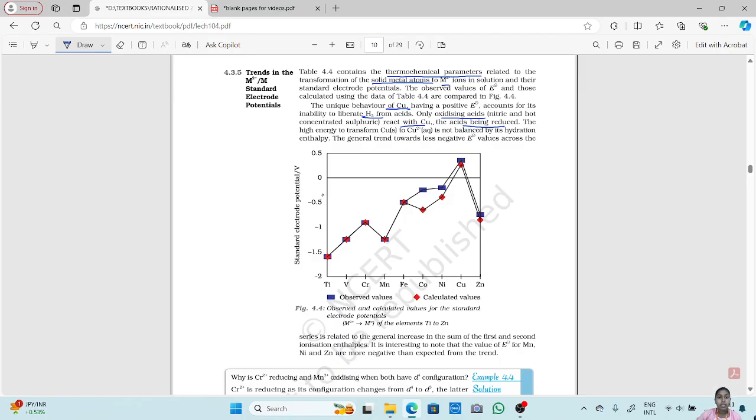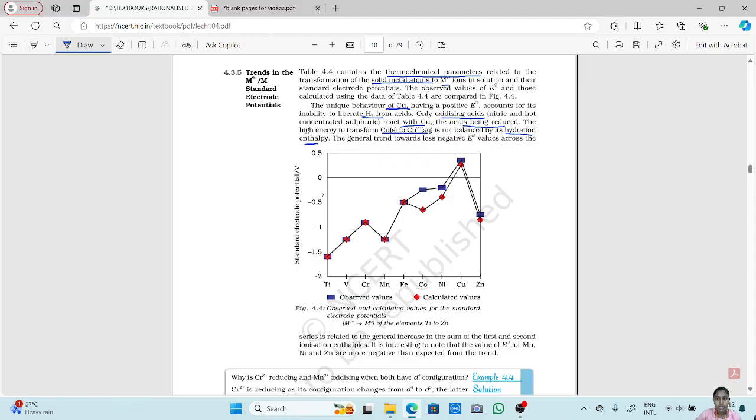by copper. Now, the high energy to transform copper to copper 2 plus is not balanced by its hydration enthalpy. Hydration enthalpy is the energy released on hydration of ions. Okay, the energy to transform copper to copper 2 plus ion cannot be balanced by hydration enthalpy, so it cannot remove hydrogen from the acids. Okay, now the general trend towards the less negative E naught. Now, because of positive, it does not take any part in the balance, right?